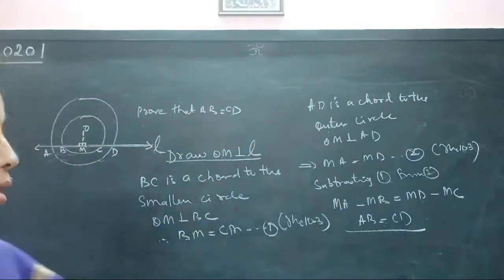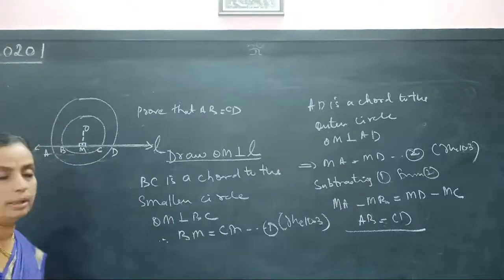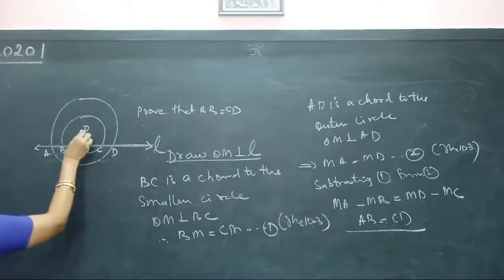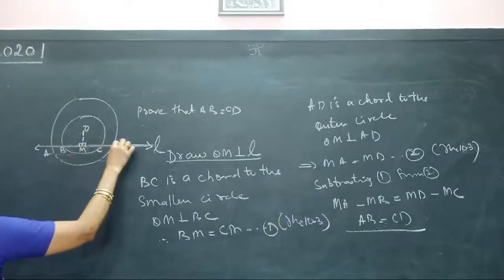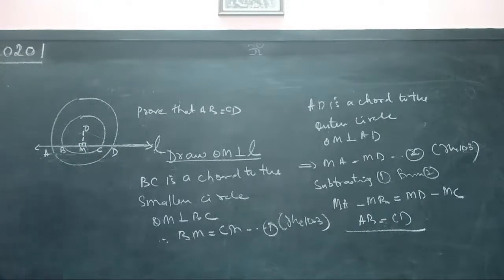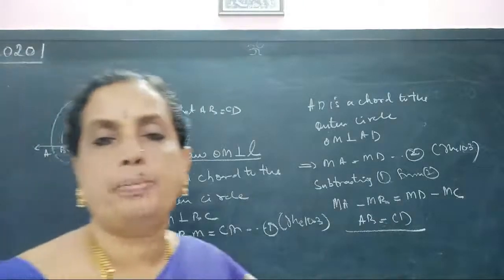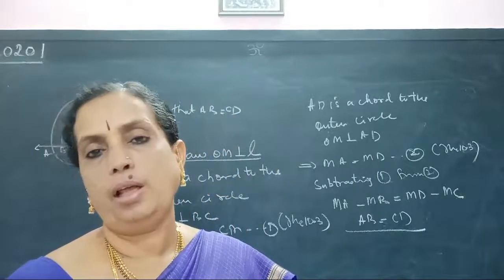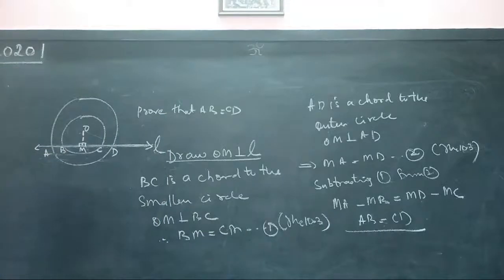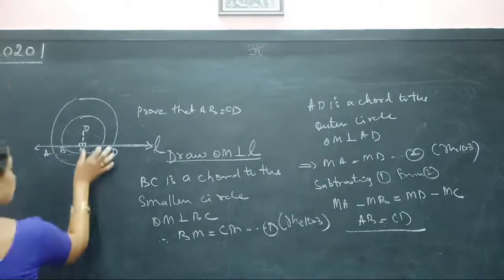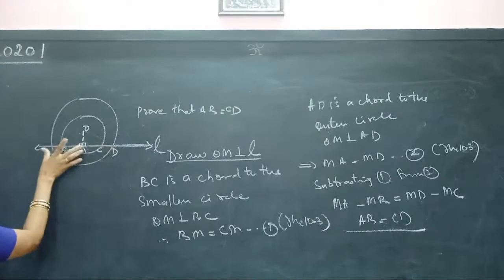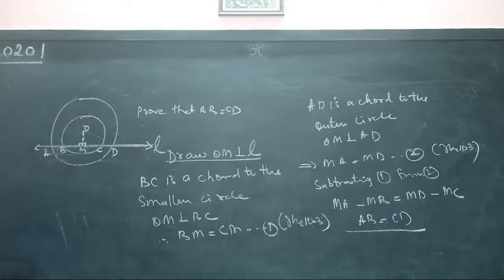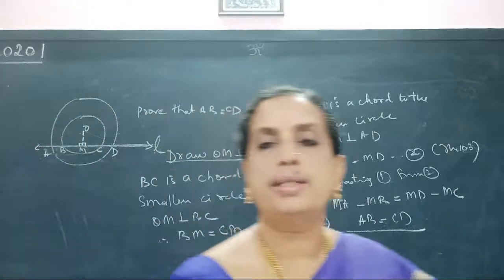Clear? Some of them have given the clue that by RHS, that means you have to join this, showing the congruency. It is very lengthy. When we have the property, directly we can use the property here. Okay? So using perpendicular line from the center bisects the chord, these two parts are equal. These two parts are equal. When we subtract, you get CD is equal to AB. Hence proved. Is it clear?